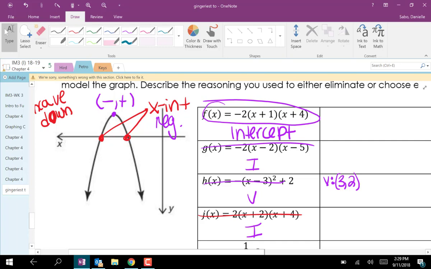Remember we wanted a negative and then a positive. We have a positive, positive. That's not working. Again, just kind of using that brain. You won't be asked one this complicated on the test, but I might give you one graph and ask you to find the one that matches it.